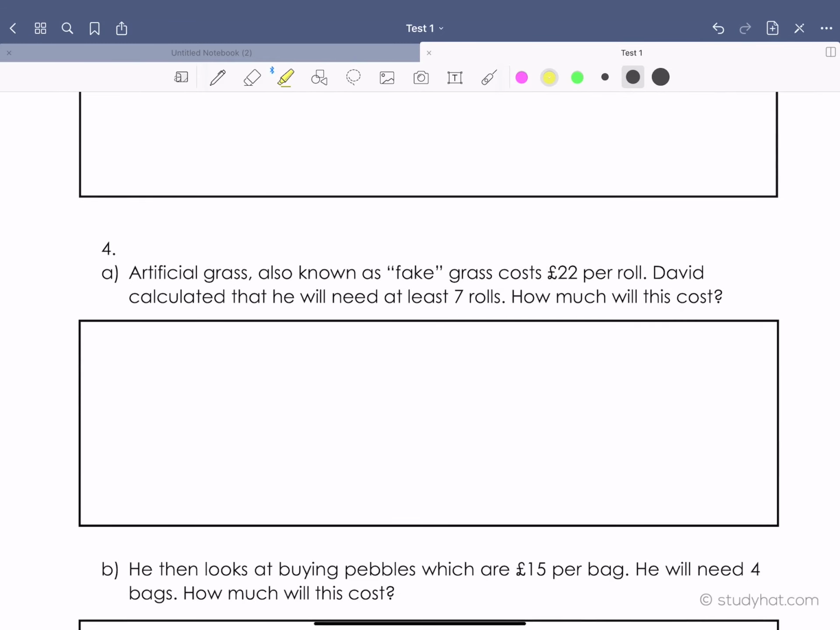Okay, number 4. Artificial grass, also known as fake grass, costs £22 per roll. David calculated that he'll need at least 7 rolls. How much will this cost? Well, this is going to be a multiplication. So we're going to do 22 times 7. Remember how we did this? We do 7 times this, and then we'll do 7 times that too. So 7 times 2 is 14. We're going to have to carry 1 over there. And then again, 7 times this 2 is 14, plus the 1, 154.